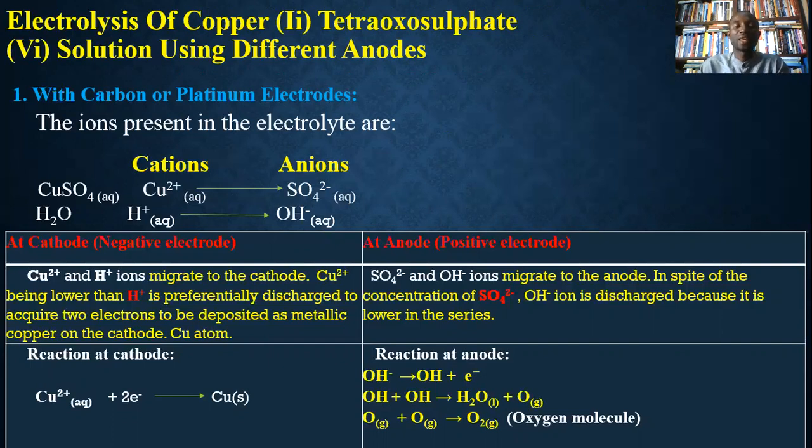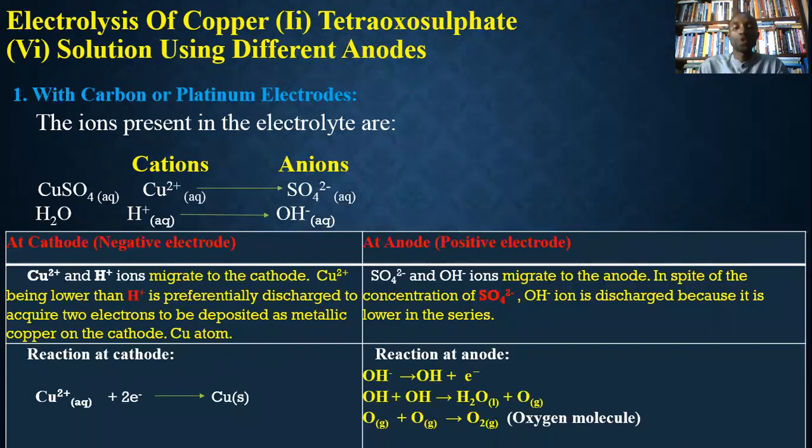Then definitely copper 2+ and hydrogen ion will migrate to the cathode. When they get there, copper 2+ ion is lower than hydrogen ion in the electrochemical series, so preferentially it will be discharged at the cathode.